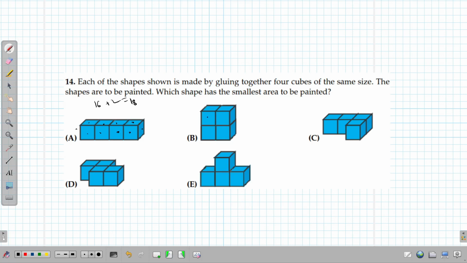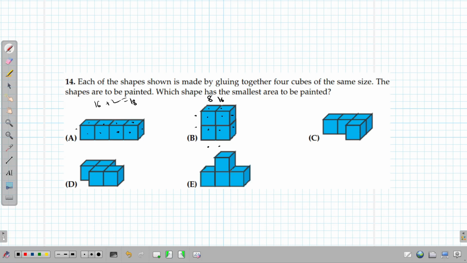Here we have 1, 2, 3, 4. This will also be at the back, so times 2 is 8, 9, 10, 11, 12, 13, 14, 15, and 16. Okay, so we have 16 at option B.